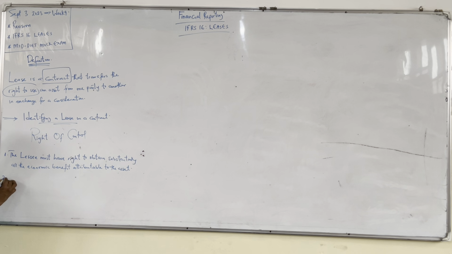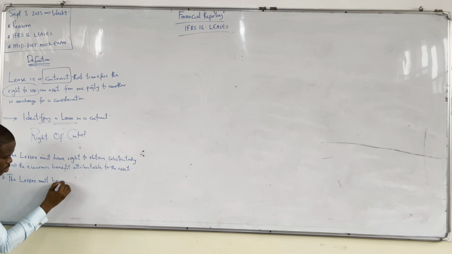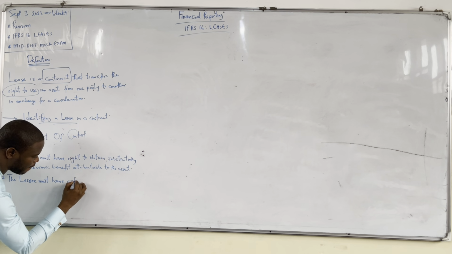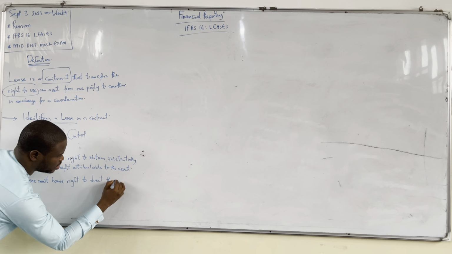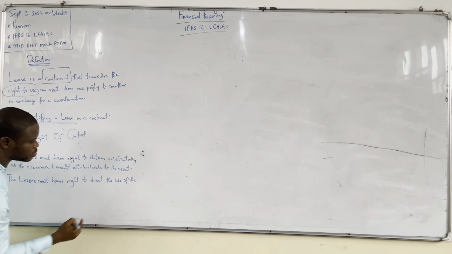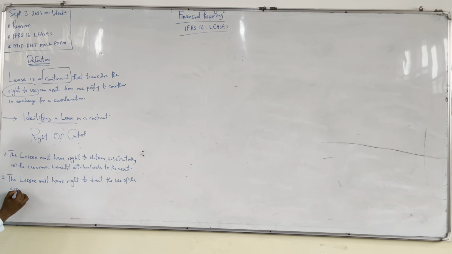The second one is that the lessee must have right to direct the use of the assets, meaning he should be able to use it anyhow he wants it. Should be able to use it anyhow he wants it. So, see, you must be able to state this in an exam if they should ask you.